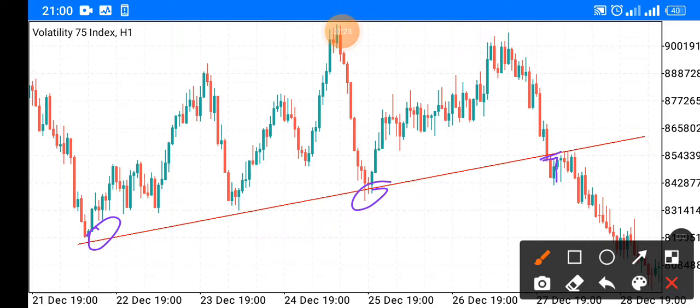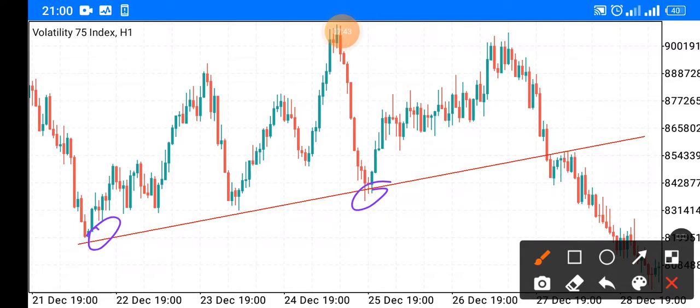Then price pulls back to the trend line, touches the trend line, and there is, as you can see, hesitation when price pulls back to the trend line. So this means that our trend line is most probably going to be respected to the downside, because there is hesitation, as you can see by these candlesticks.